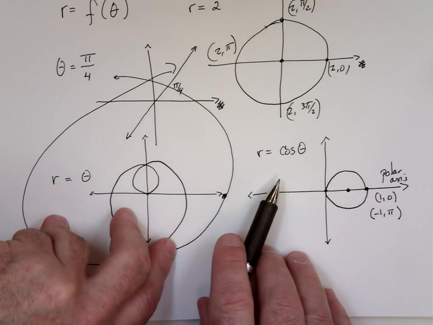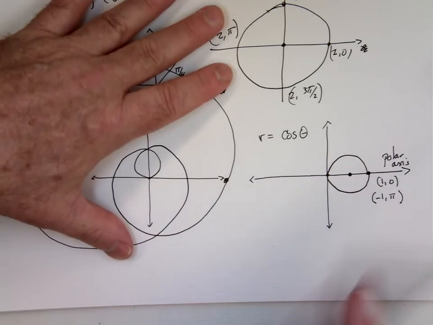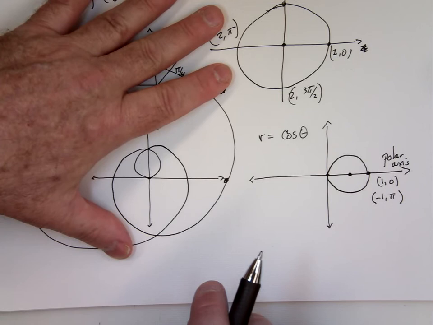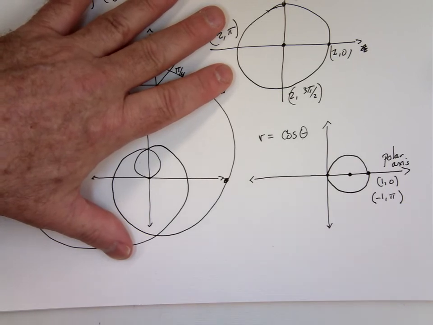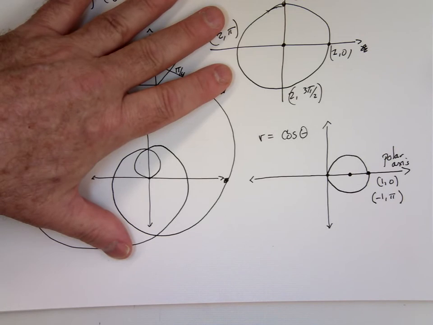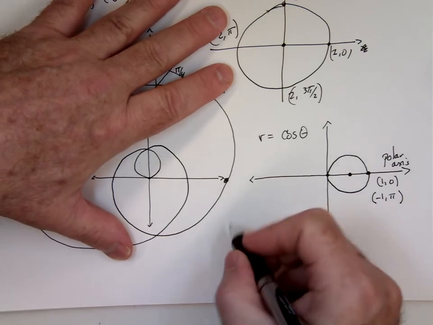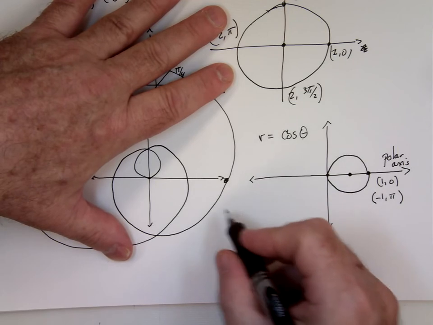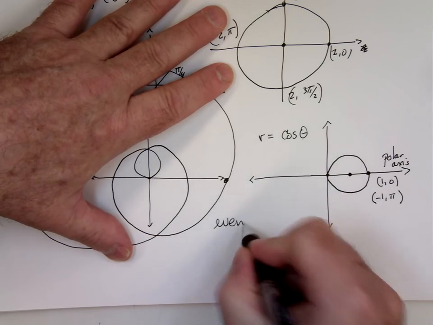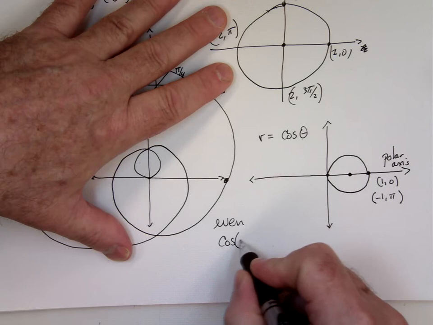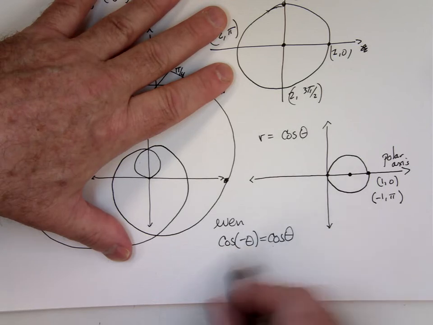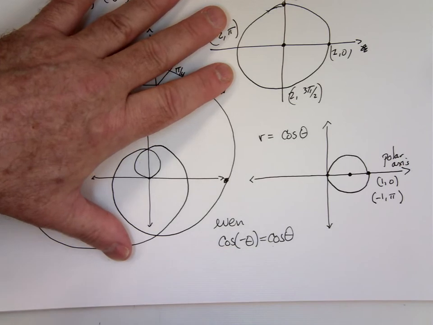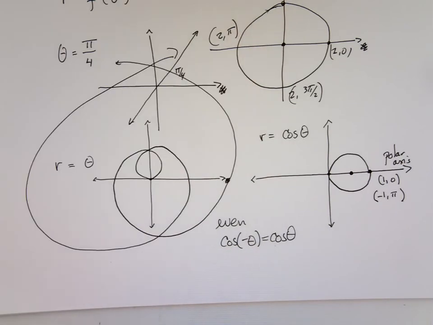And why is that? Because cosine is what kind of function? Odd or even? Even. Good deal. Cosine is even, which means what? For even functions, cosine of the opposite of theta is the cosine of theta. That's characteristic of even functions. Replacing the argument x or theta with the opposite gives you the same thing back again.